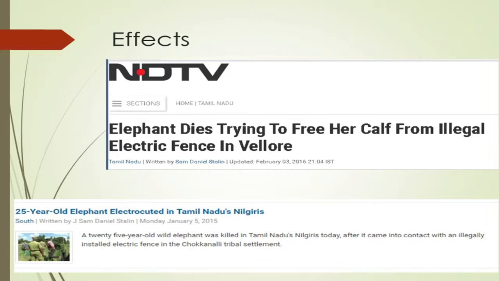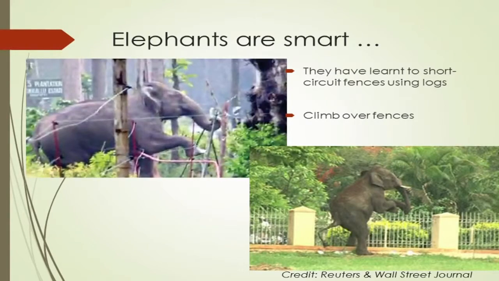But these animals are smart. They are not what we thought they would be. Whatever we try to throw at them, they have figured out how to break it. So they know how to short circuit a fence. They know how to use a log. They can get rid of it, and the male one will usually break it, or the female lead will break it.